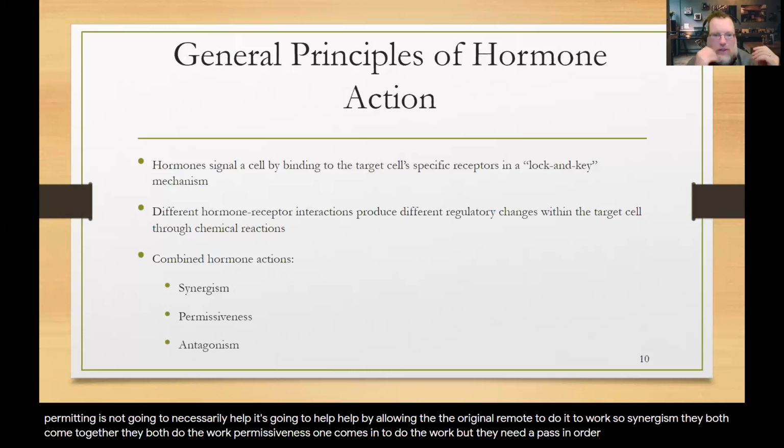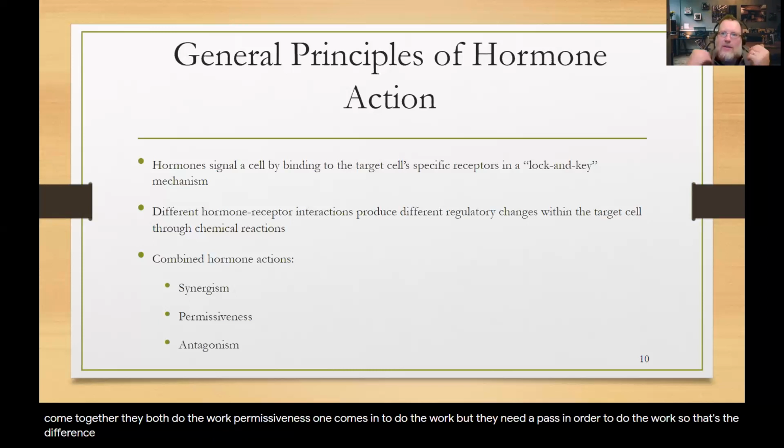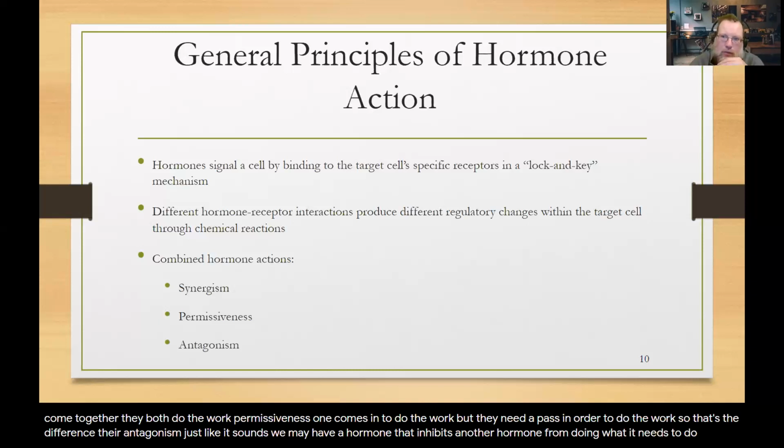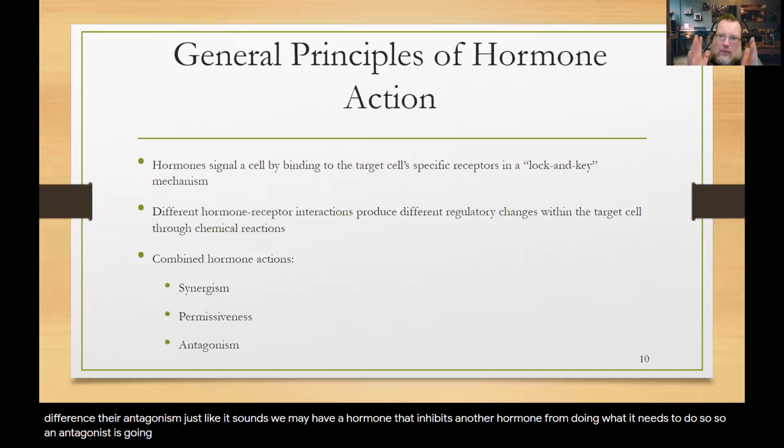So that's the difference there. Antagonism, just like it sounds, we may have a hormone that inhibits another hormone from doing what it needs to do. So an antagonist is going to go against the original hormone. We see this clinically where an antagonist may be over responsive or maybe overactive.